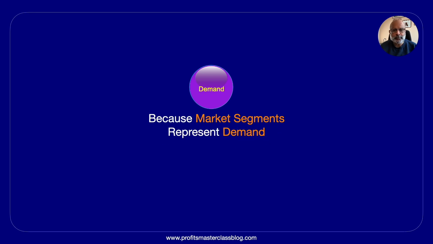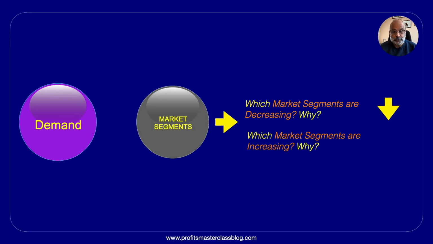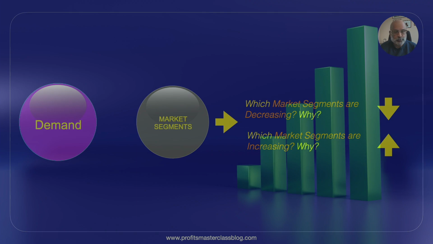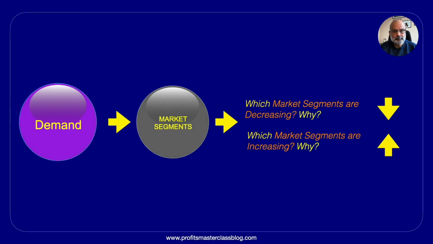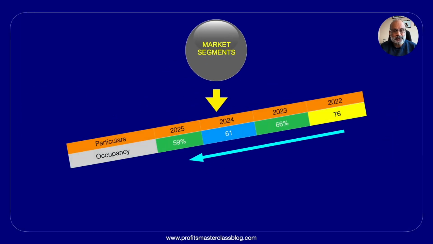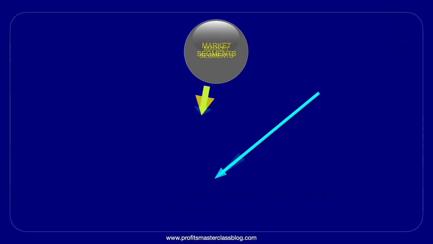So what would you look for in market segments? You need to ask some critical questions on how market segment occupancies are trending over the last 4 years. You need to find out the cause for decrease or increase. Increase is equally important since it tells you which segments are doing well. You need to know your successes as much as your weaknesses. Your budget for 2026 must take into account this trend and fix it. Market segment by segment, you need to analyze the trend and devise strategies.